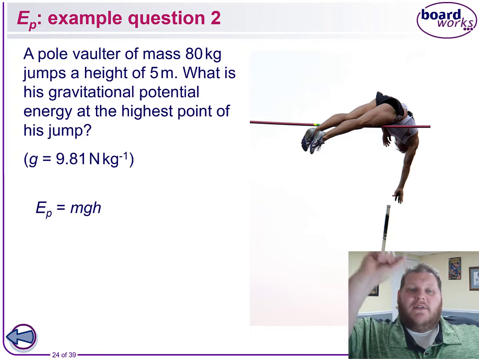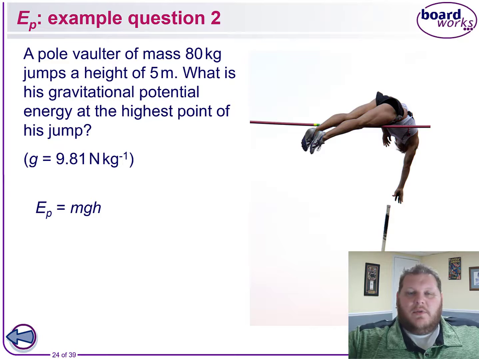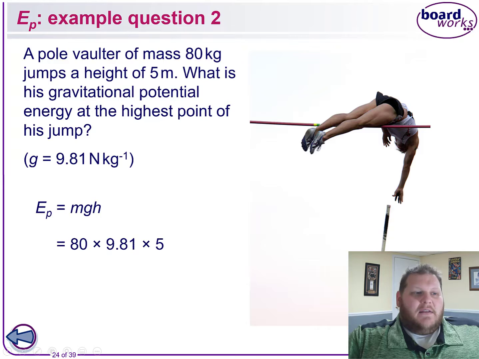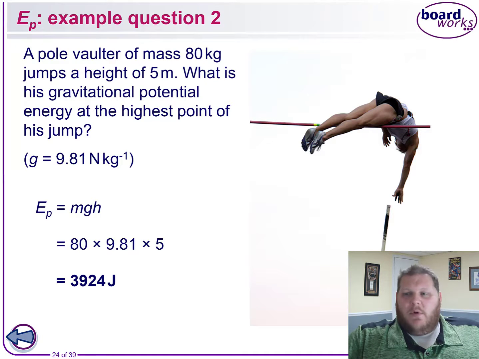We're just looking at the very peak of that jump. What is the maximum potential energy that this pole vaulter has? So our equation, mass times gravity times the height. We're going to plug in our 80 for our mass. Gravity, again, we're still on Earth, so 9.81. And then the height is already given in meters, so times 5. So we have a whopping 3,924 joules would be how much potential energy the pole vaulter has at the peak.